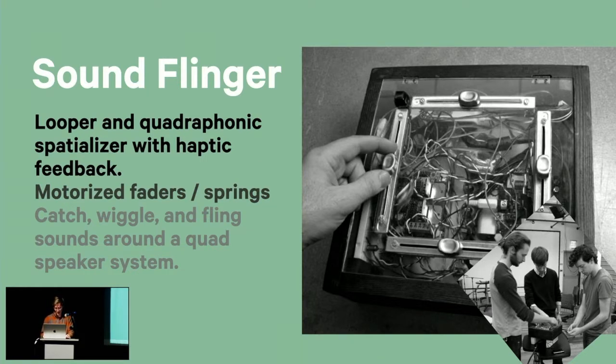Then that led to a group project called the Sound Flinger. In this one, you have to imagine a virtual perimeter, a circle in between all these faders that are shown up there. You can record 2 virtual sound objects, and these are motorized faders, so you can actually grab the sound objects and wiggle them and fling them around a 4-channel sound system. This was really fun and totally weird, but kind of limited in use.